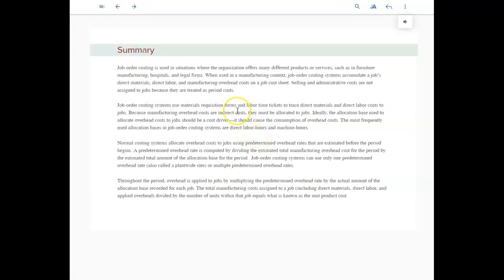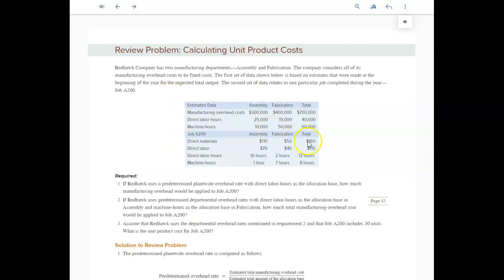Okay, it looks like we are at the end of the chapter. Make sure you read the chapter yourself closely, follow the numbers through again, read the summaries, and keep going through some review problems that are back here in the back of the book.